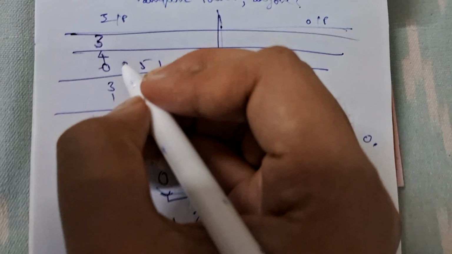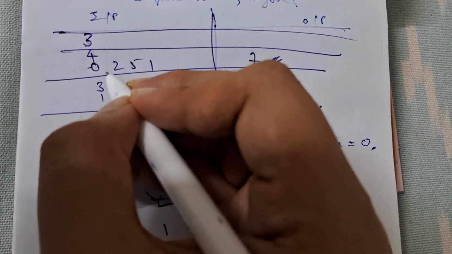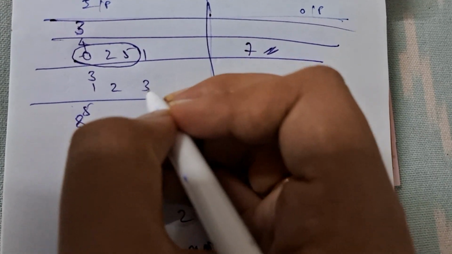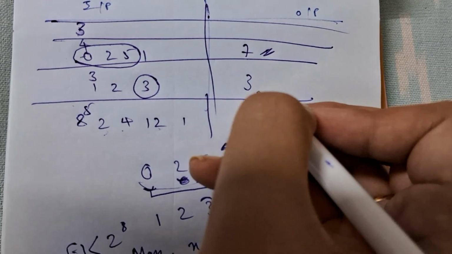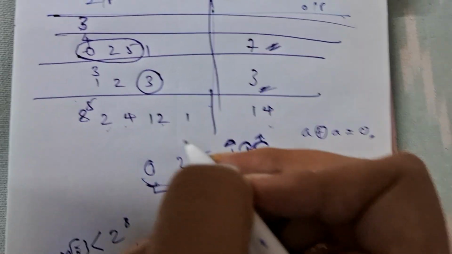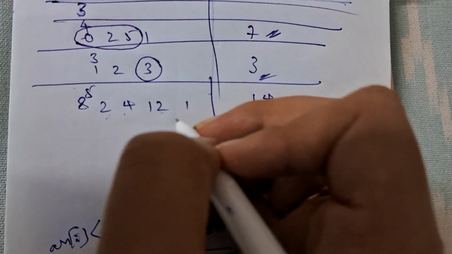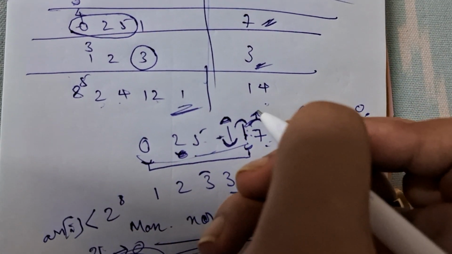Over here the maximum is the XOR of 0 to 5, which is 7. Over here the maximum is 3. And over here I'm not going to tell you. You are going to tell me in the comment section which subarray for this is going to give XOR as 14.